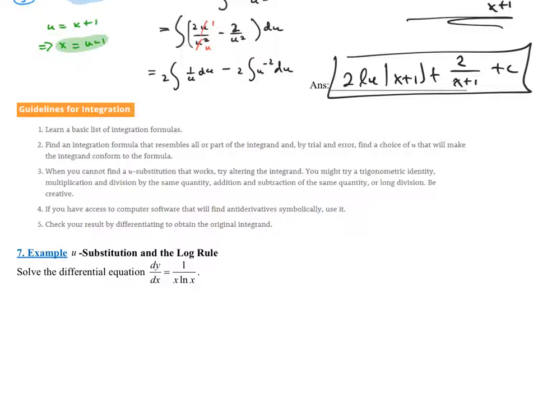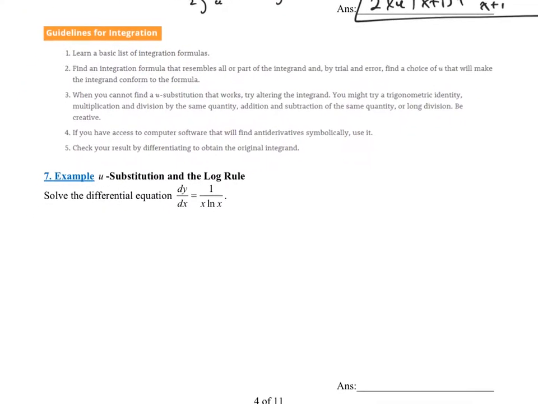And then number 5, it says check your result by differentiating to obtain the original integrand. Okay, so always check your answers is all that's saying right there. So this right here is cheating. So only use it to check answers.